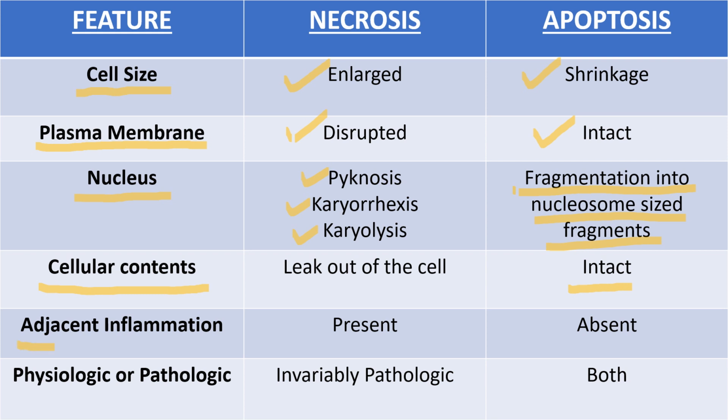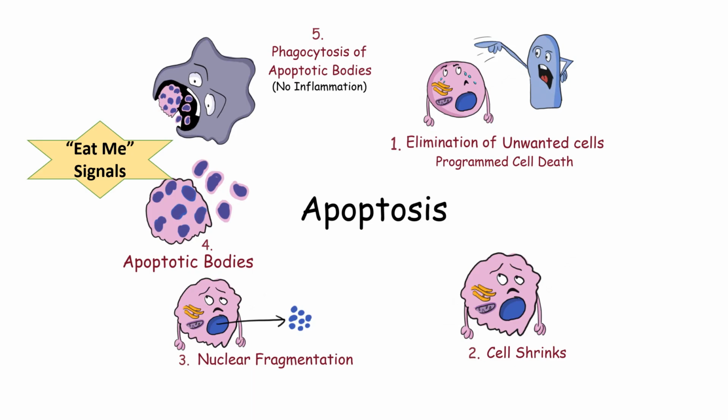Talking about the adjacent inflammation, because of the leaking out of these cellular contents, this adjacent inflammation is present in necrosis and absent in apoptosis. If we talk about the causes, necrosis is invariably pathologic, but apoptosis can be because of physiologic causes as well as pathologic causes.